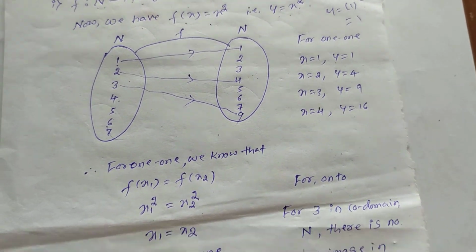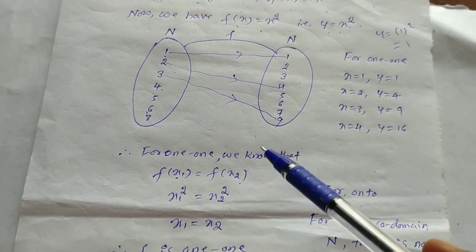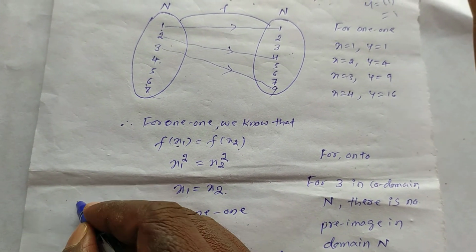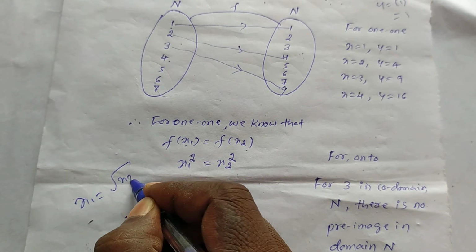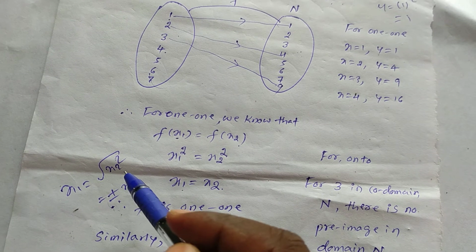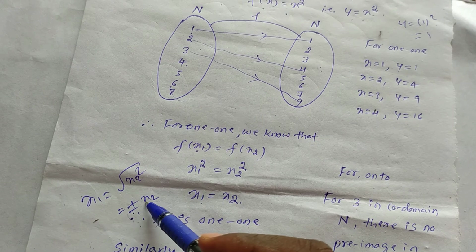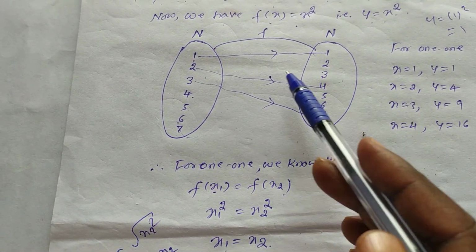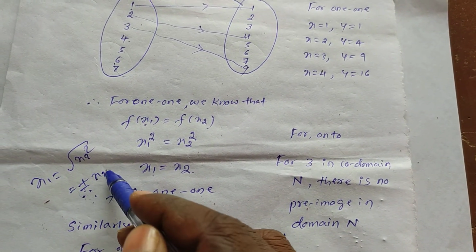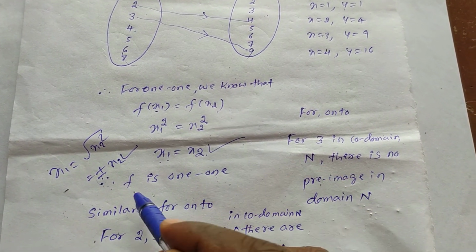Therefore, we have to prove it mathematically: f of x1 is equal to f of x2. So x1 square is equal to x2 square. So x1 is equal to x2. Suppose x1 is equal to the square root of x2 square, we get plus or minus x2, but we only consider the positive one here, because there are no negative elements in the natural numbers. Since it is a natural number, it does not contain a negative number, and we only take positive x2. Therefore, x1 is equal to x2. We proved that x1 is equal to x2, so it is one-one.